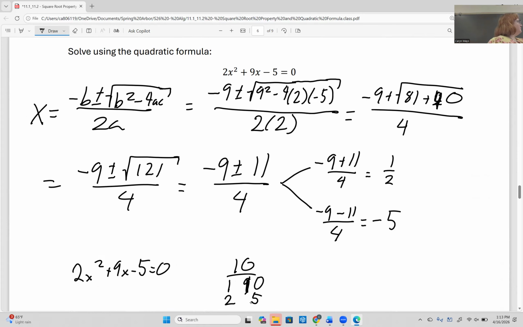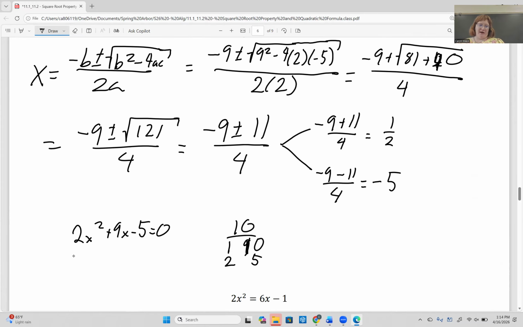Either of those make 9? Yes. This time we are trying to make 9. How do I make 9? -1 and +10. So we have 2x squared minus 1x plus 10x minus 5. And we've talked about factoring by grouping at the beginning of the semester. What is the greatest common factor of 2x squared minus 1x? 1x. And what's left inside the parentheses?